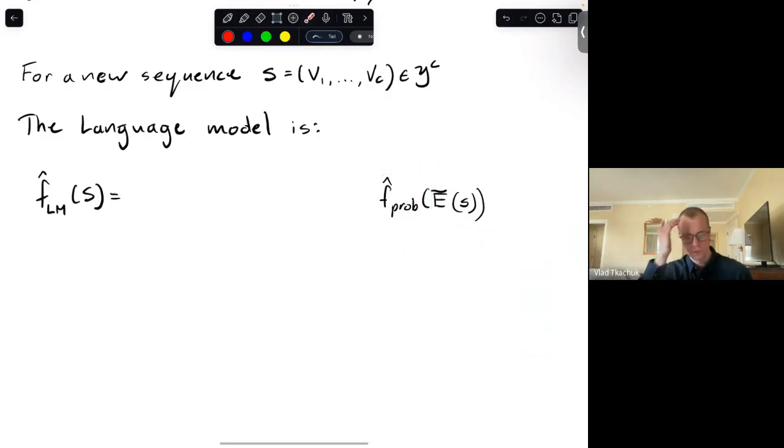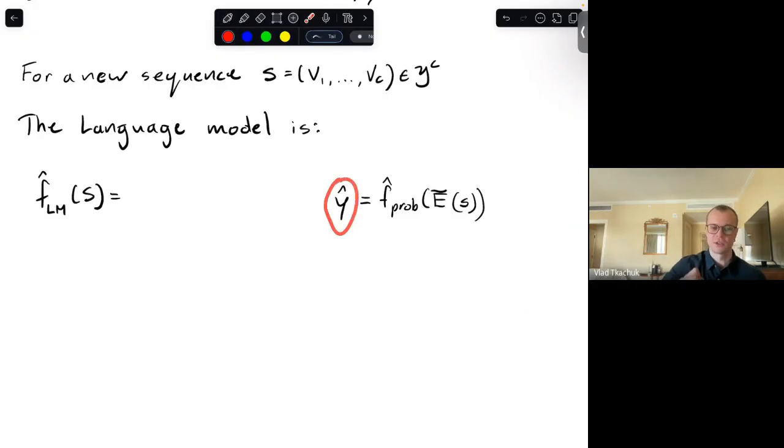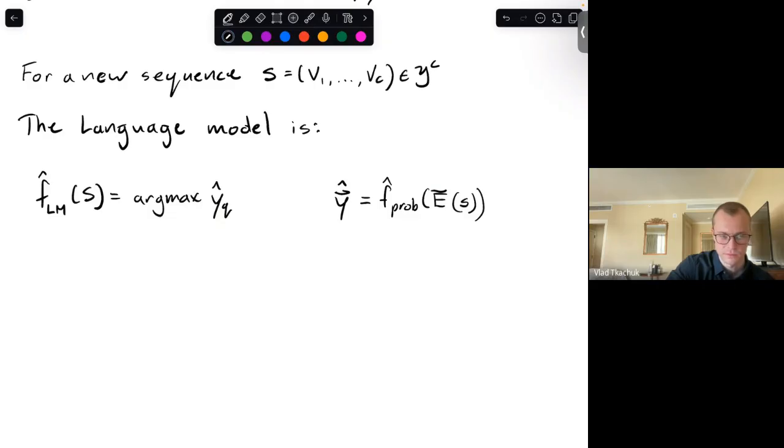And then the question is, well, which token do I pick? One choice for this, I'm going to call this y hat. This is a vector. Maybe I should call this y hat vector. And in this y hat vector, you're just going to look through the indices q. Q is like the probability of token number q, and you're just going to pick the argmax index. And q is a number between 1 and k.